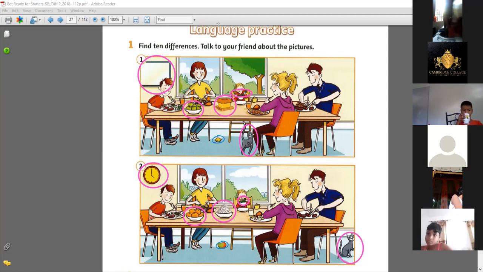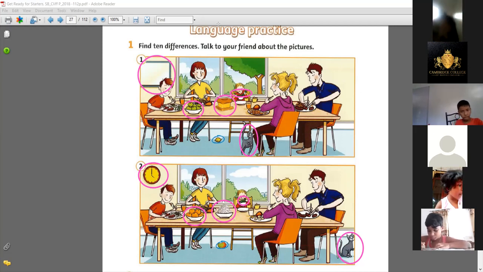You want to tell the differences between the first picture and the second picture. I can't hear you, Puta. Unmute your microphone and start. In the first picture, there is a board on the wall, but in the second picture, there is a clock on the wall. So likewise, you want to tell the differences, Slavin.